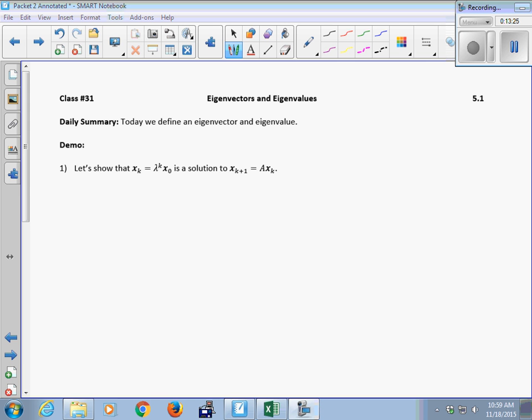All right, so I want to show that x^k = λ^k x_0 is a solution to this equation. I've got this equation, x^(k+1) = A x^k. I want to show that x^k = λ^k x_0 is a solution. So that means I'm going to come back over here and replace my variables on both sides with the solution. That's how you check that an equation is true.